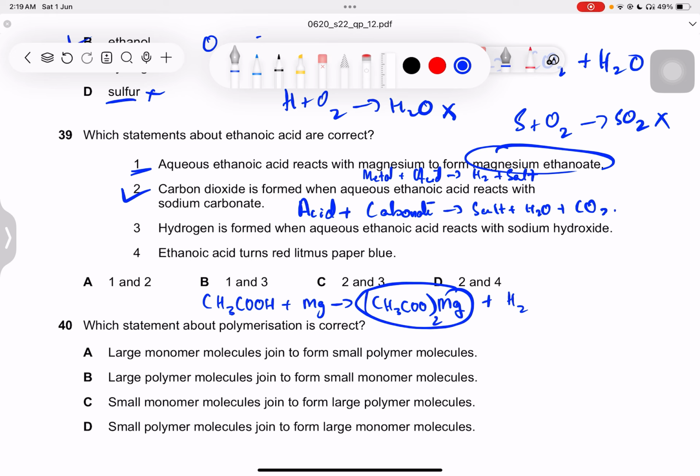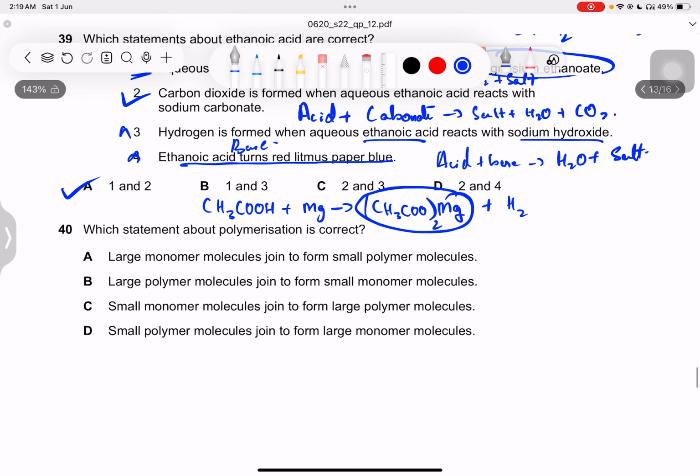Hydrogen is formed when aqueous ethanoic acid reacts with sodium hydroxide. No. The acid-base reaction takes place, and what is formed? Water and salt. Ethanoic acid turns red litmus paper blue. This is true for base, not for acid. So 3 and 4 are wrong. A is correct. Last question, which statement about polymerization is correct?